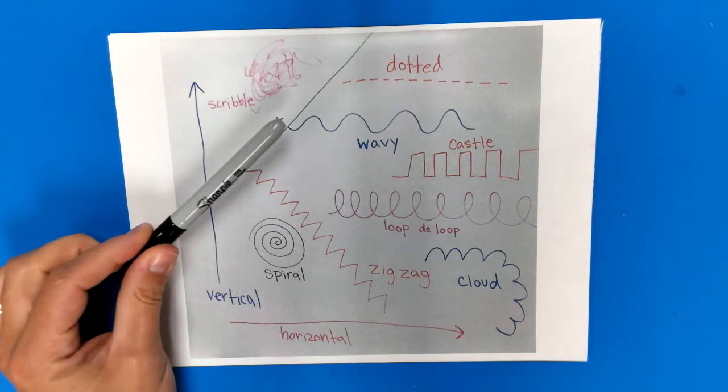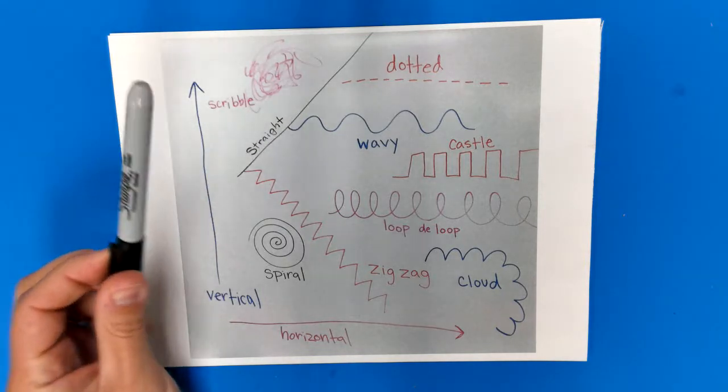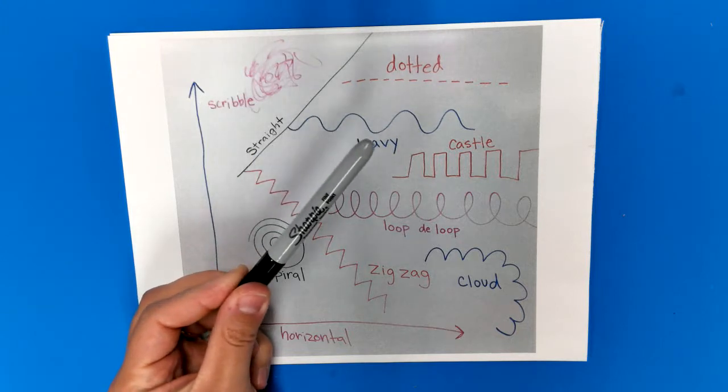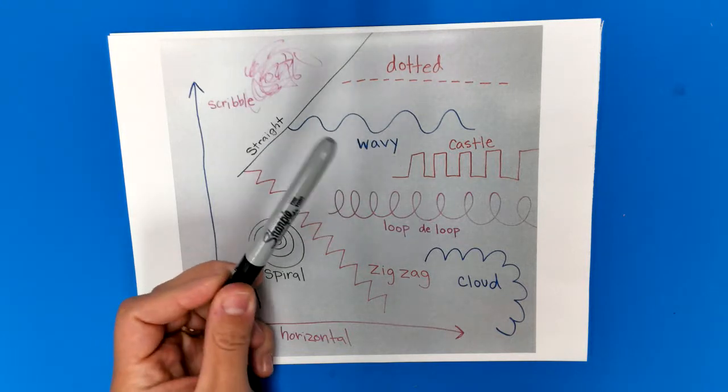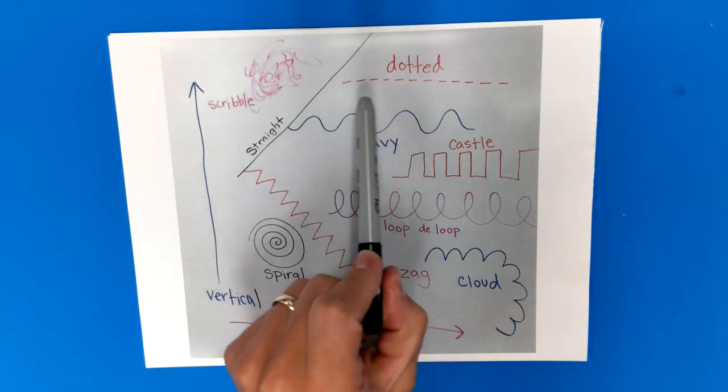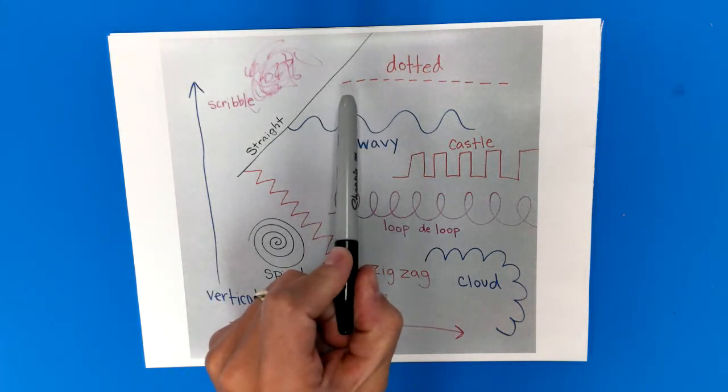We also have straight lines that go on a slant. So this would be straight, then they kind of slant either left or right, and we call those diagonal lines. Lines can be dotted, like in the middle of a road.